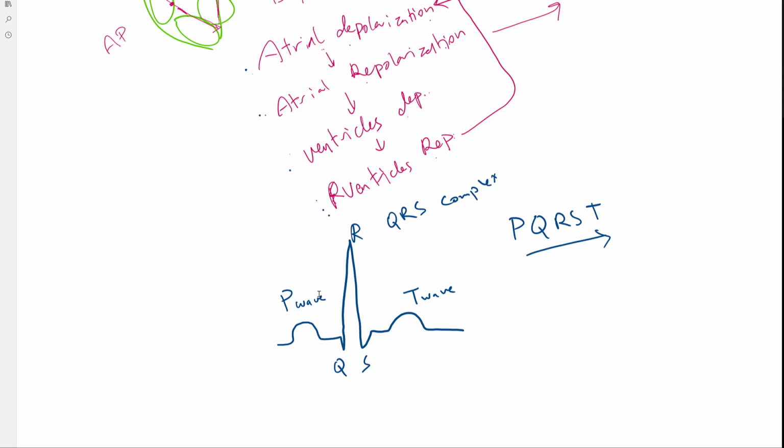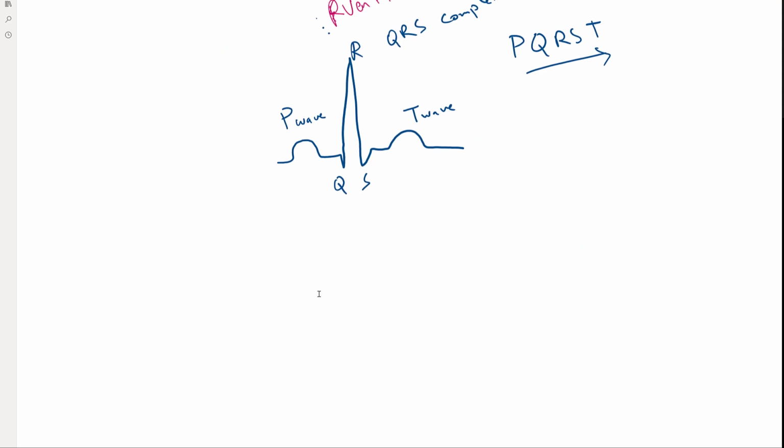We said the first step is the atrial depolarization. And the first thing we will see here is the P wave. So the P wave means atrial depolarization. Technically, by the end of the P wave, both atria are depolarized. It also means that the SA node sent the action potential. If we see the P wave, it means that we have an action potential sent from the SA node.